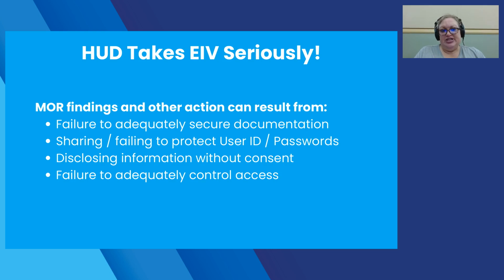HUD is very serious about EIV access. So there are a number of MOR findings that can arise from EIV. Some of the things that you can see as an issue are failure to adequately secure documentation. For instance, if files are out on the table with access available to anybody, if you are sharing or failing to protect user IDs and passwords, if you are disclosing information without consent, or failure to adequately control access, which means things like terminating people who should no longer have access to the system.